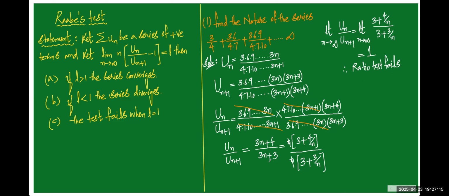So un by un plus 1 value, this is taken as equation number 1. Now the concept of Raabe's test is introduced if the ratio test fails. Un by un plus 1 value we have done here and we are getting our answer as 1. It means the ratio test fails, so we have to apply Raabe's test. To apply it, we subtract 1 from un by un plus 1, then multiply with n, and then take the limit and test. That work I am doing on the next page.